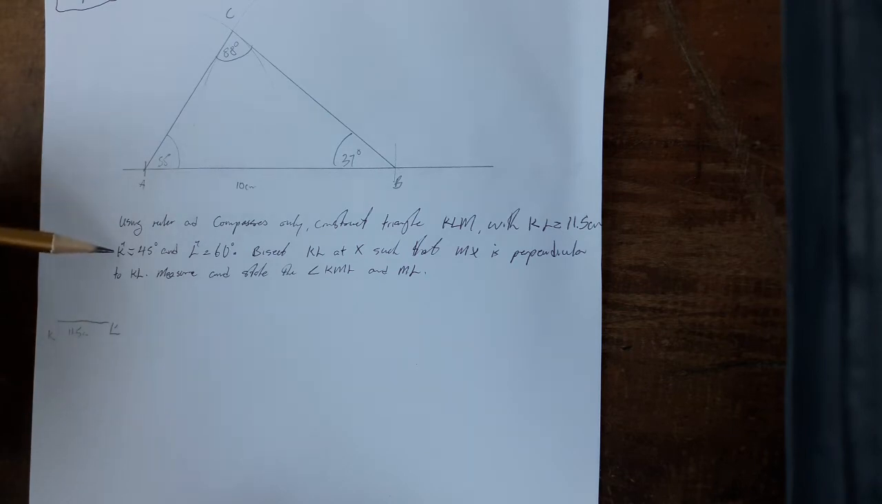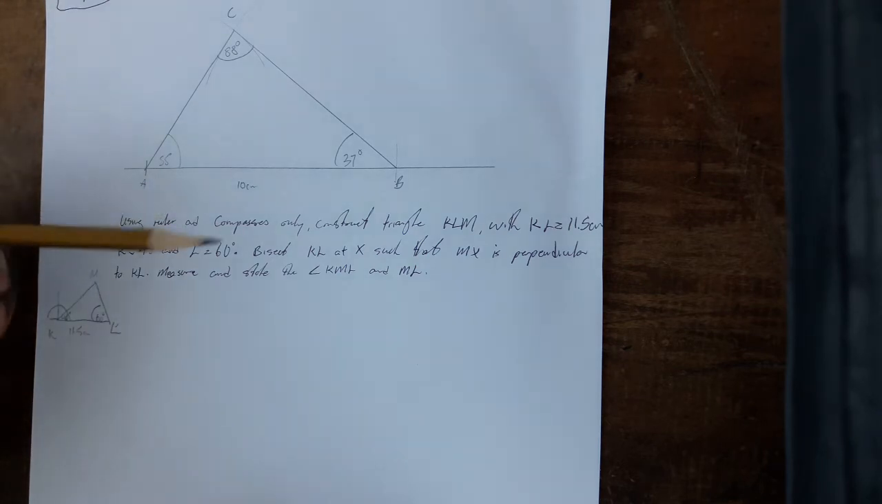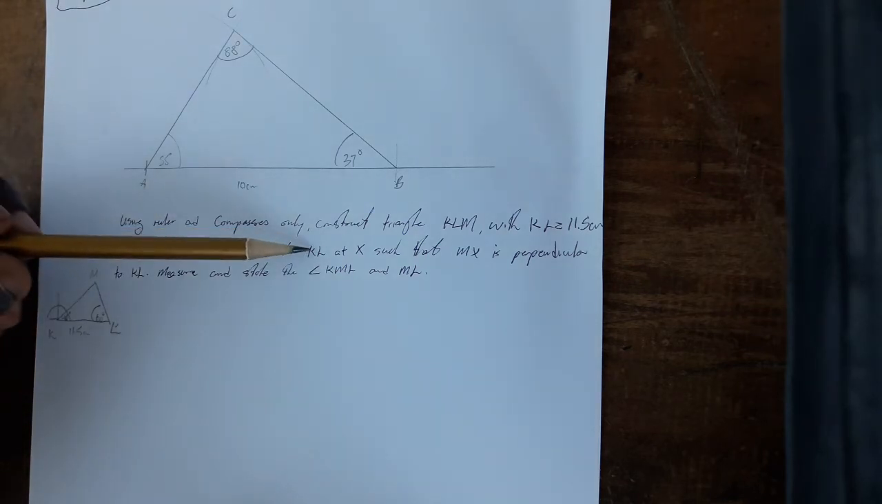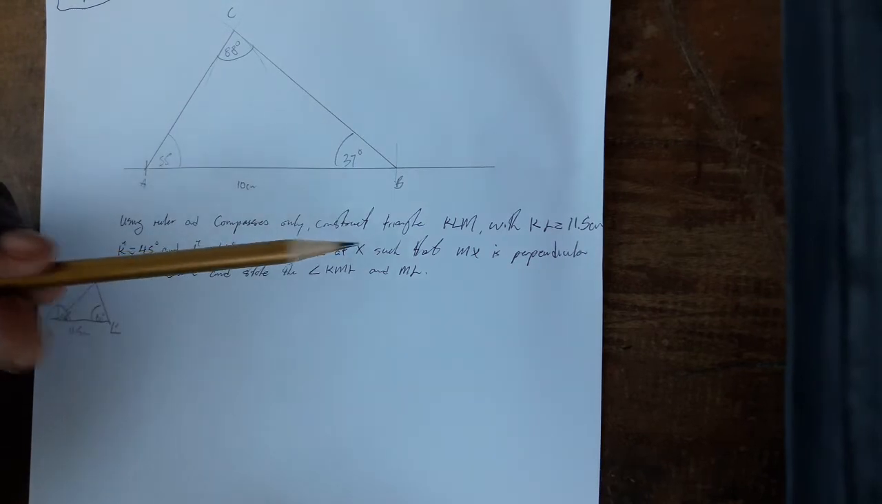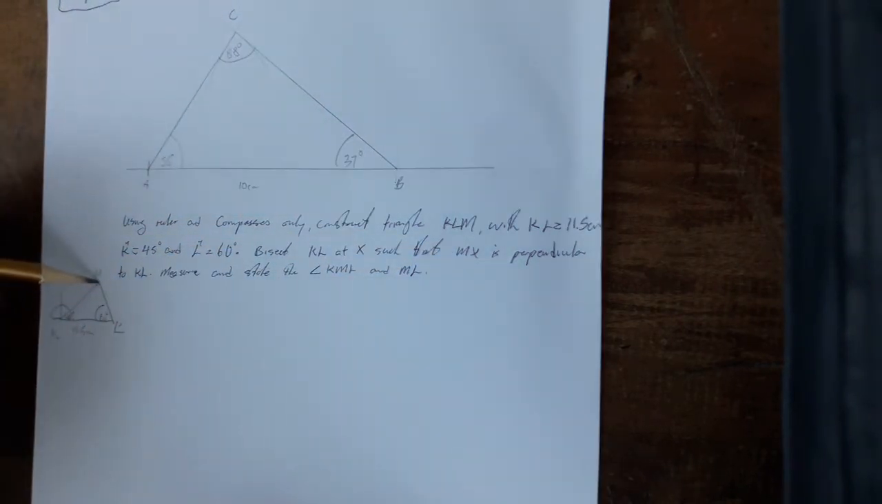They said the angle at K is 45, so in order to construct a 45, you must first construct a 90 and bisect it. And the angle here is 60 degrees, so this has to be 60 degrees and 45 degrees. So we have our sketch, and up here is going to be M. The next thing is to bisect KL at X such that MX is perpendicular to KL. So the line must come down here to meet KL at X.